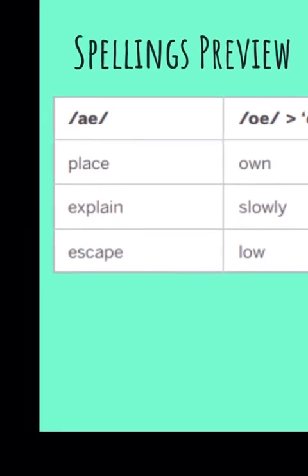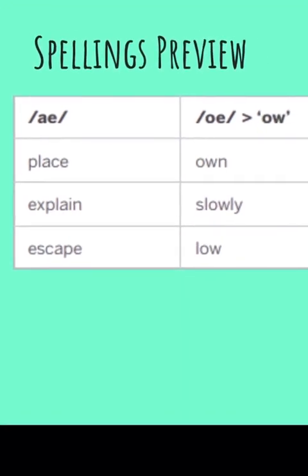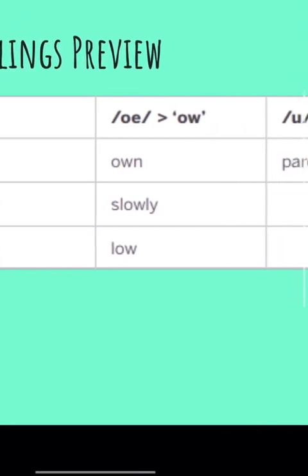All right, very good. Now that we went over vocabulary words, let's go on to our spelling previews, which brings us to our chart. In our first column, we have all of these words making that A sound, okay? For example, we have place, explain, escape, okay? We have that A and E working together in place to make that A sound. We have A and I working together to make that A sound. And again, A and E working together to make that A sound. Okay, let's go on to our next column.